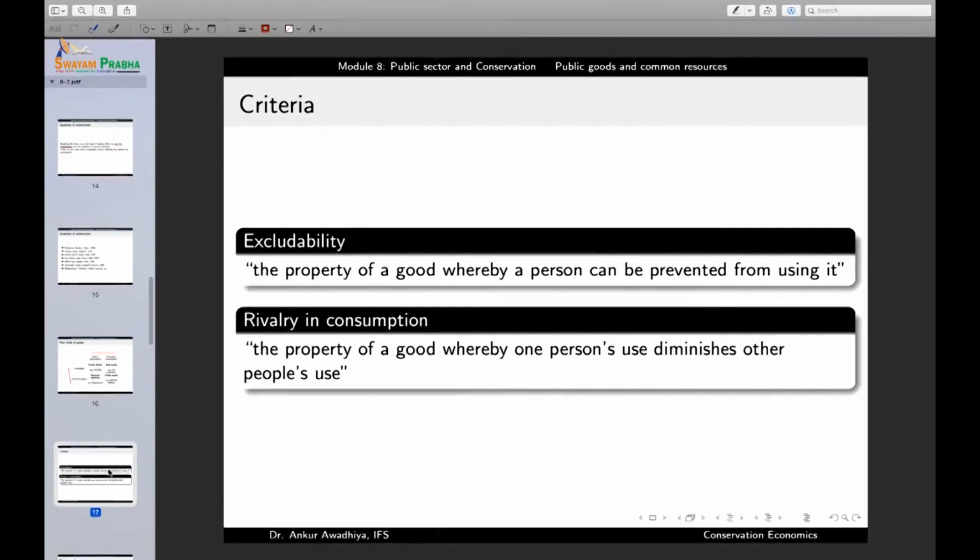Now, excludability is the property of a good whereby a person can be prevented from using it. So, when we say that a good is excludable, it means that one person can say that no, you cannot use this good. This good is mine or this good is ours, and we will not permit you to use this good. So, a person can be excluded from using it. A very good example is your home. If an outsider whom you do not know wants to enter into your home, you will just say, no, we are not going to permit you inside. So your house is an excludable good.